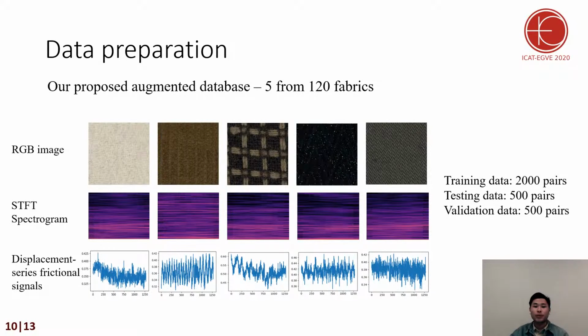Finally, we acquired 3,000 pairs of visual and tactile data, and we randomly separated the dataset into 2,000 pairs of training data, 500 pairs of validation data, and 500 pairs of testing data. These pictures show the RGB images, STFT spectrograms, and displacement series frictional signals. We use this database to verify and evaluate our FrictGAN model.